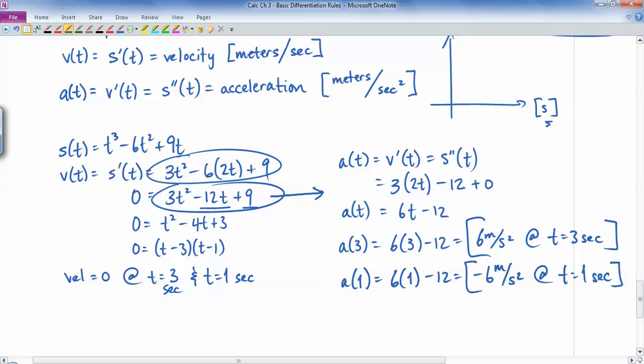Okay, and I hope that helps a little bit. If you're having trouble conceptually understanding what acceleration is, we can talk about that in class. For now, as long as you understand acceleration is the derivative of velocity and velocity is the derivative of position, then at least you can do the work that you need to do for this. And then conceptually, we'll talk about why this works the way that it does in class.